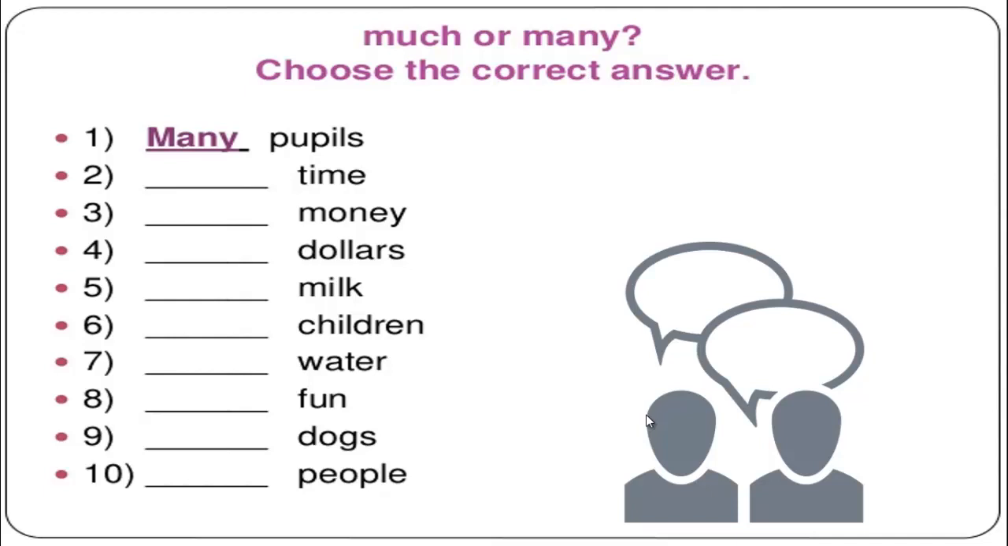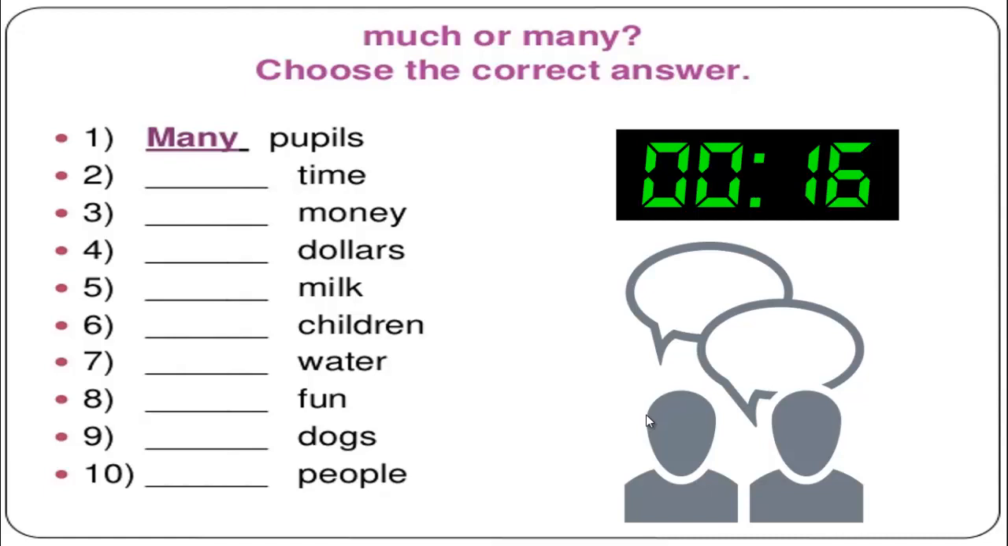Take your time, and I'd like you to write many or much like this one, like the first one. We have here many pupils because the word pupils here is a plural word, so you are going to write many as it is written. Look at 2, 3, 4, 5, 6, 7, 8, 9, and 10 and try to write much or many. Take your time and do them, then come back to check your answers and discuss them with me.